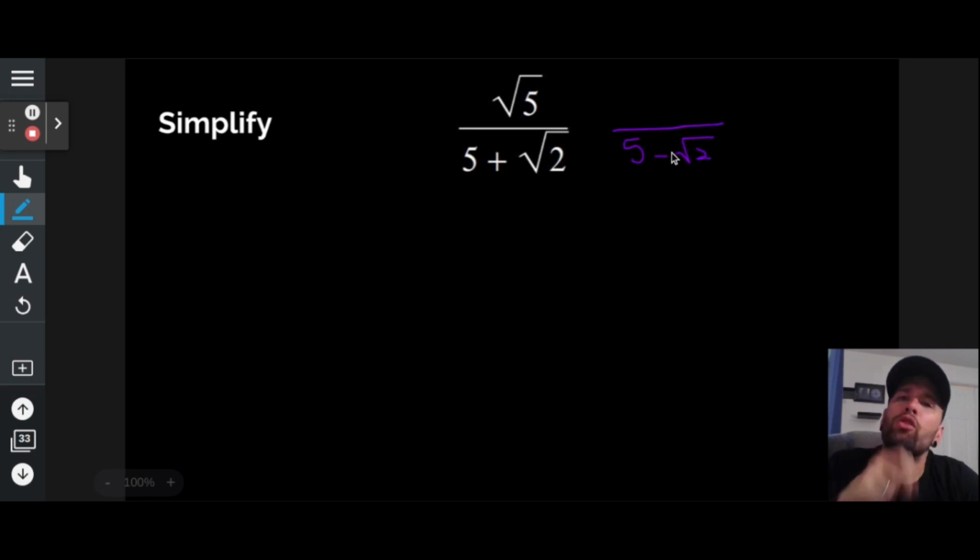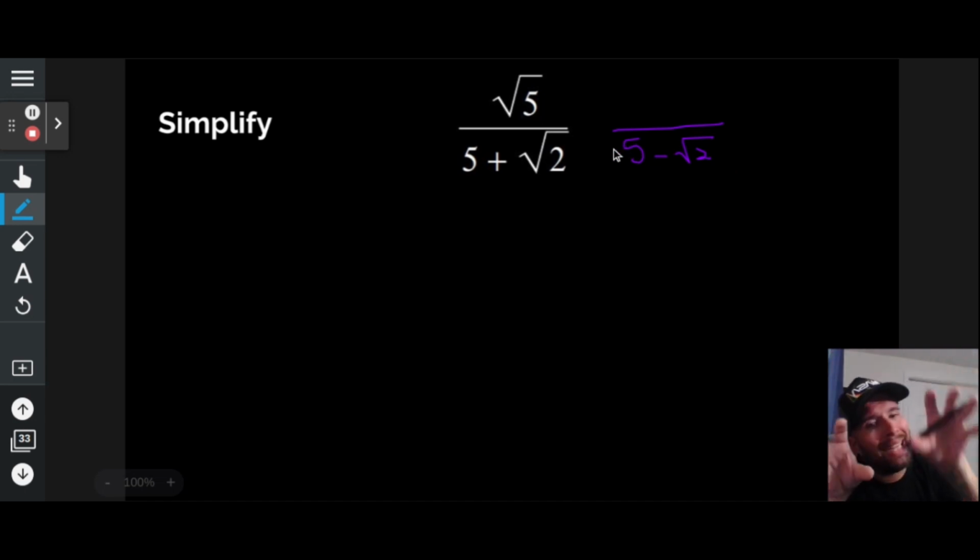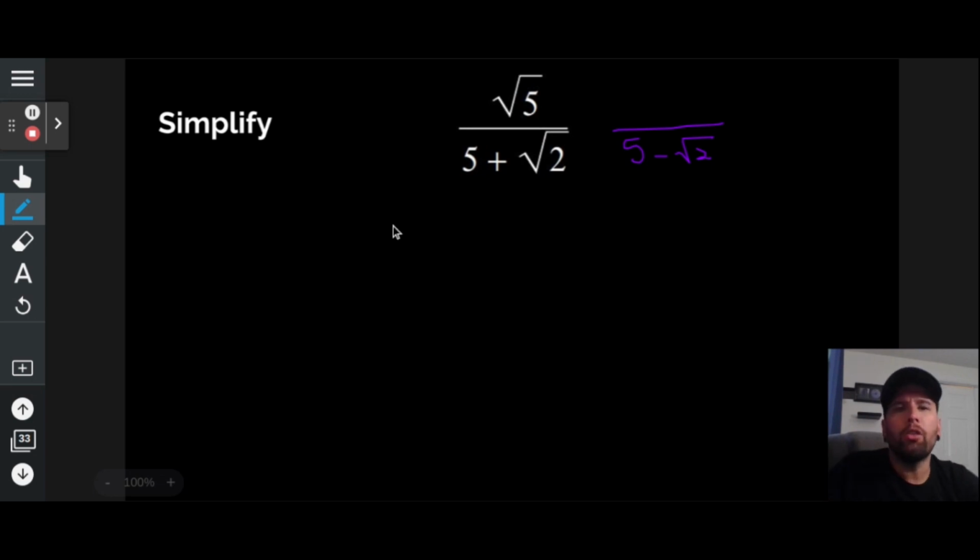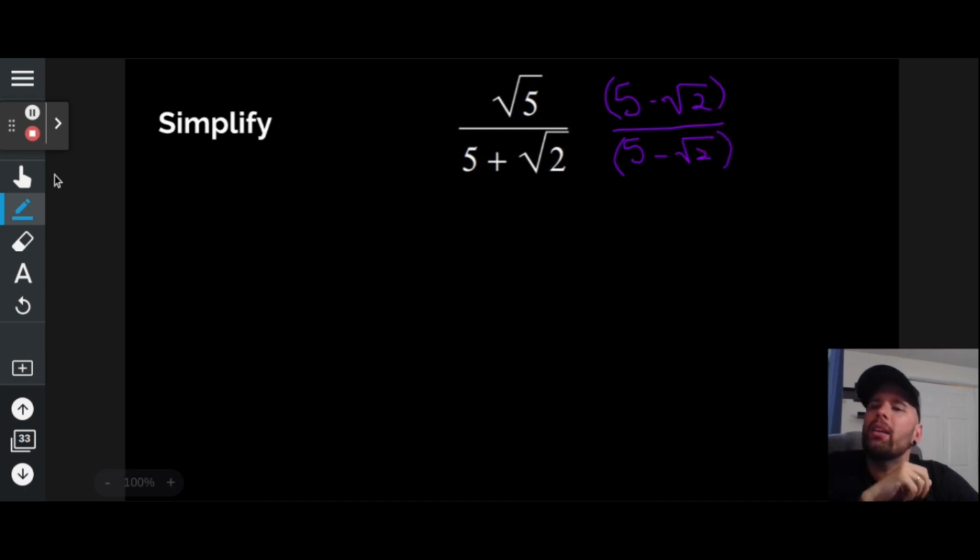This is difference of squares. And difference of squares means a square minus a square. And the nice thing about a square is it can't be a square root, because if you square it, the square root goes away. So difference of squares is a square minus a square, which means no more square roots. So the top I have to do the same thing to. 5 minus root 2. So the top guy is distributive property, and the bottom guy is FOIL.